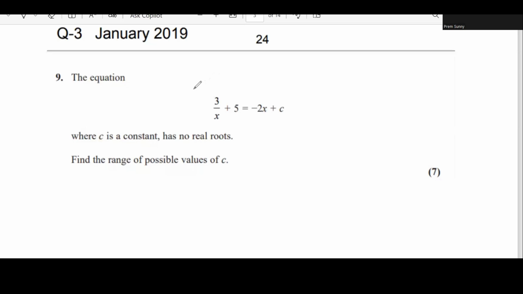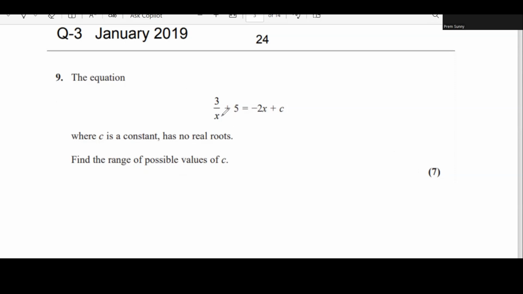Hi, welcome back. So in this video, we are going to do a 2019 Jan paper, Quadratics, Pure Math 1. The equation 3/x + 5 = -2x + c, where c is a constant, has no real roots. Find the range of possible values of c. And it is a 7-mark question.